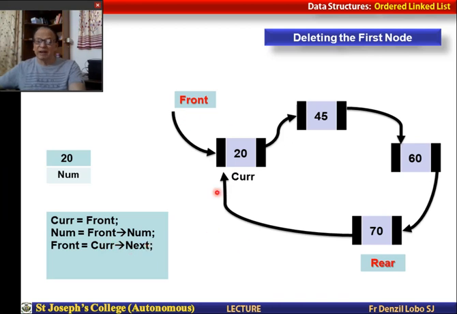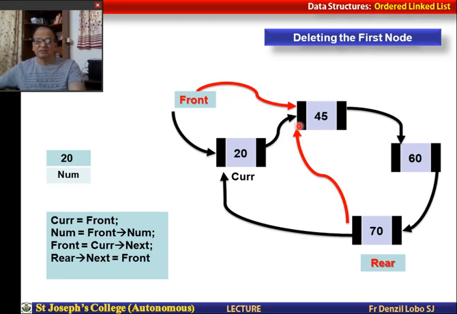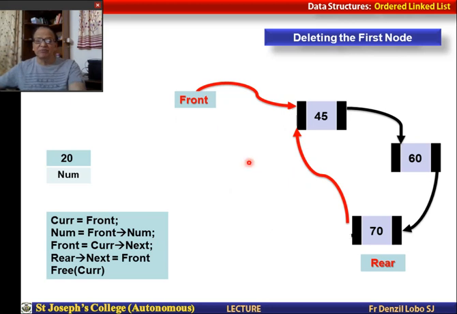And now I have to link these. Now rear next is equal to front. The new front is there, so I have to link this. So this is what is happening. Rear next has become this node, now front. Now this node has to be freed. I free that node, that is removed. Now this is the new front and this rear is attached to the new front. So that is how we delete a node from a queue.